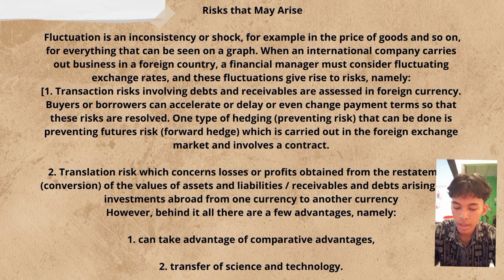Risks that might arise. Fluctuation is an inconsistency or shock, for example in the price of goods and so on, for everything that can be seen on a graph. When an international company carries out business in a foreign country, a financial manager must consider fluctuating exchange rates, and this fluctuation gives rise to risks. Namely, number one is transaction risk, involving debts and receivables arising in foreign currency.